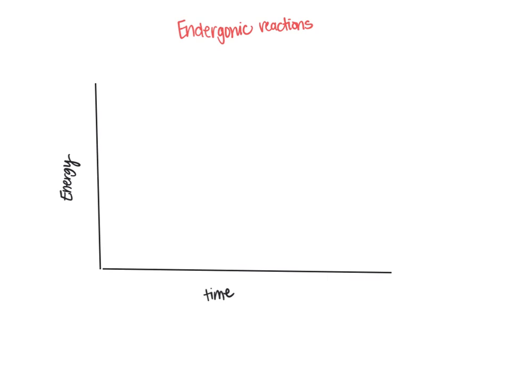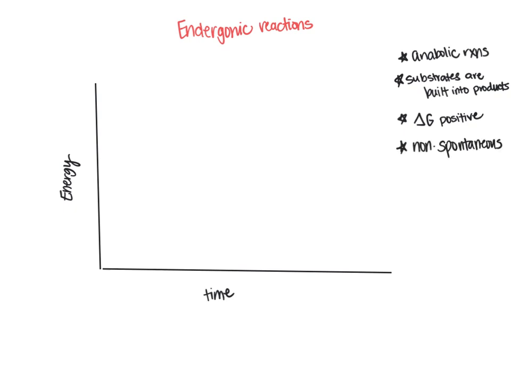Now let's take a look at endergonic reactions. Using the same chart that we started with exergonic reactions, we're going to compare and contrast the two. So endergonic reactions are typically anabolic. They build products up from substrates. They have positive delta Gs. And these types of reactions will not occur spontaneously because they require the input of additional energy.